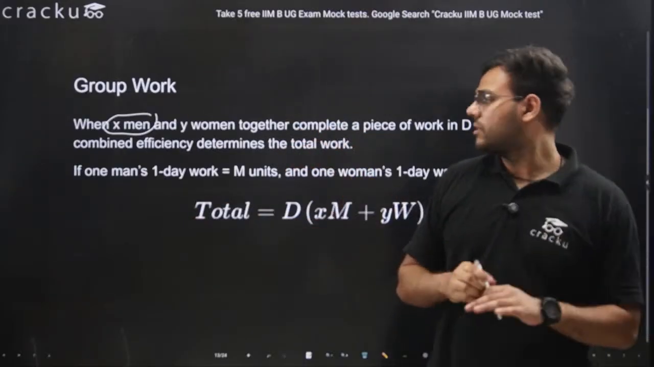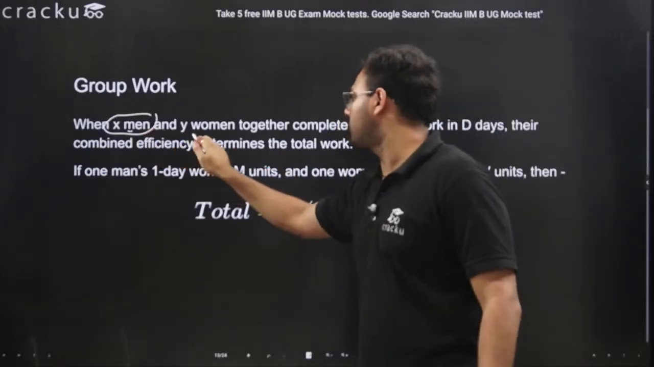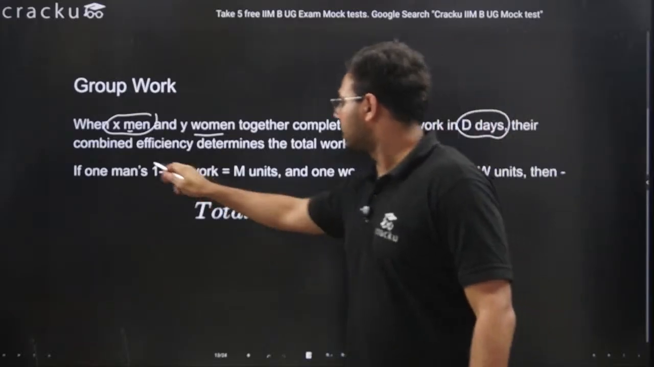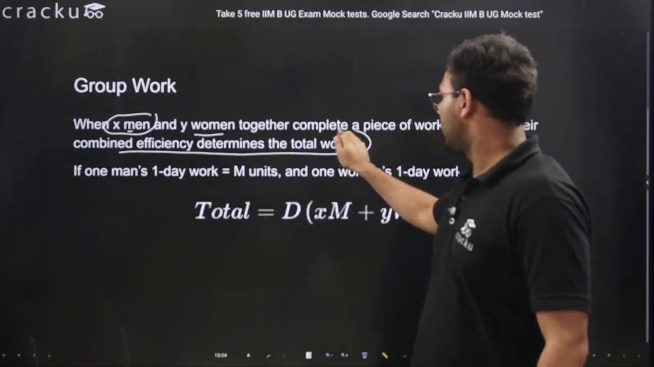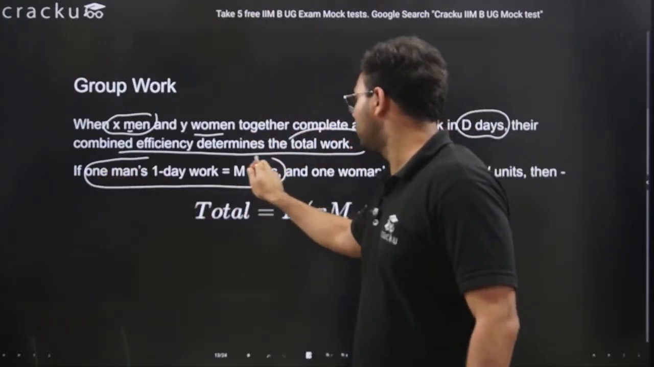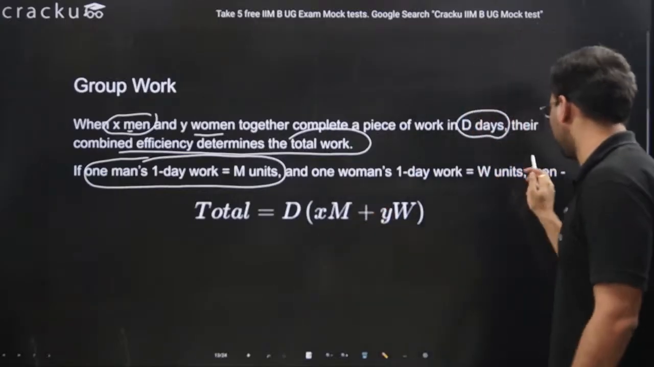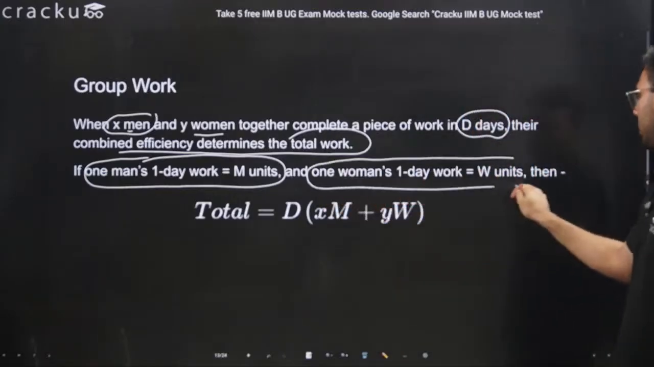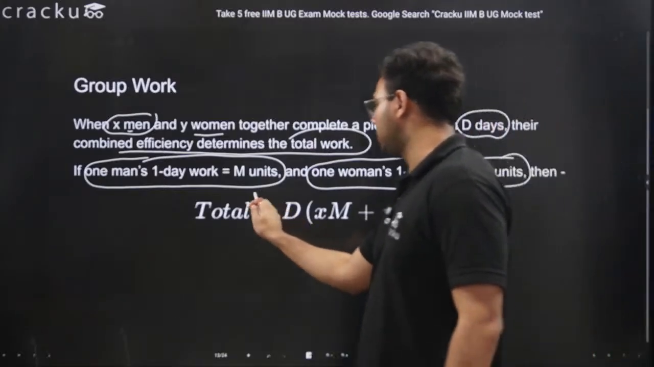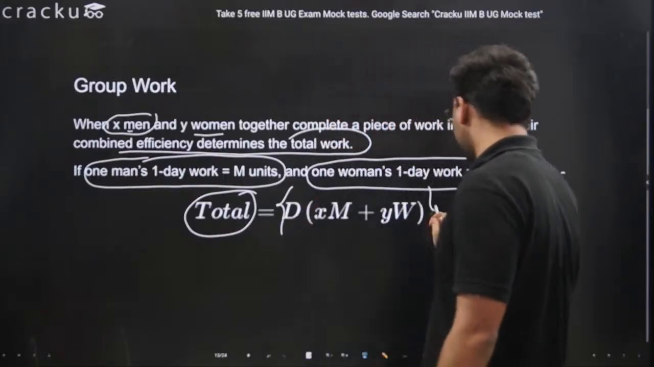So in these kind of questions, what you have to do, first of all, let's say X men and Y women together complete a piece of work in D days. The combined efficiency determines the total work. That is, if one man's one day work is M units and one woman's one day work is W units, then the total work done is equal to D times X times M.